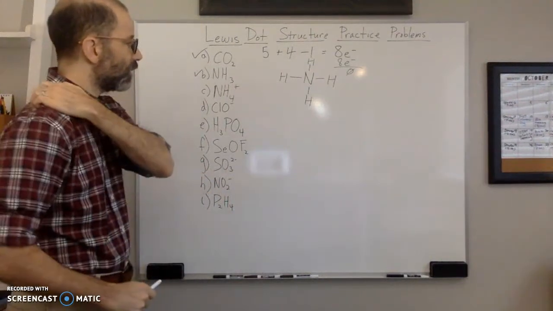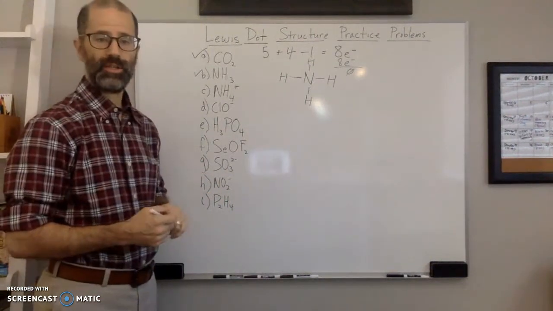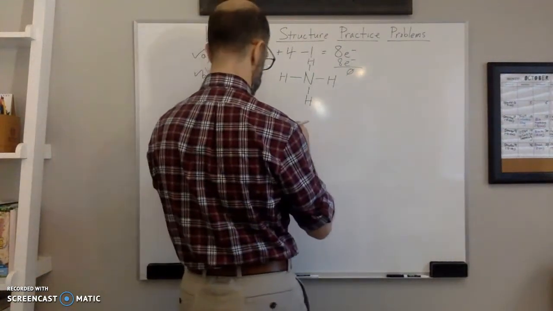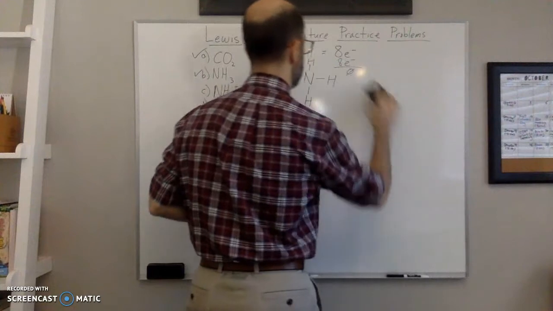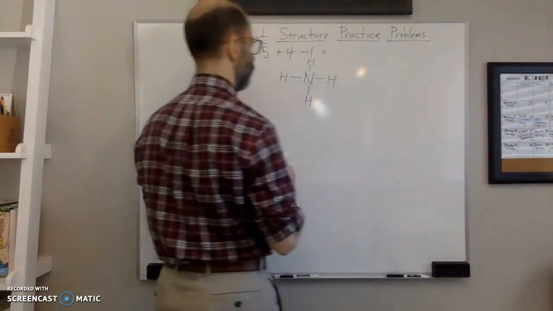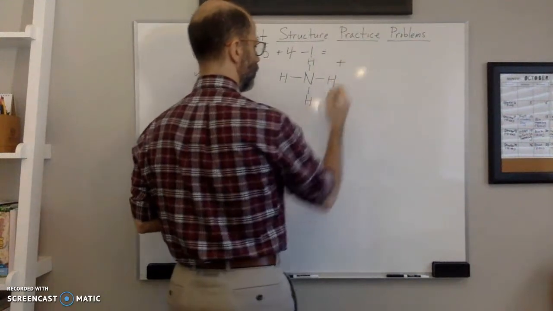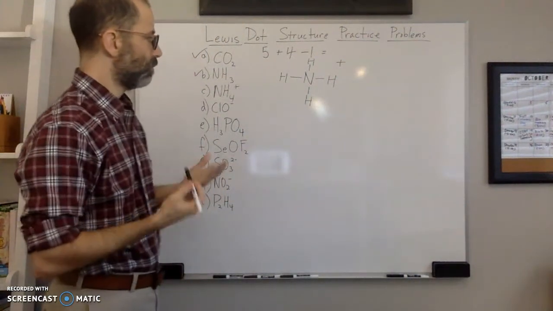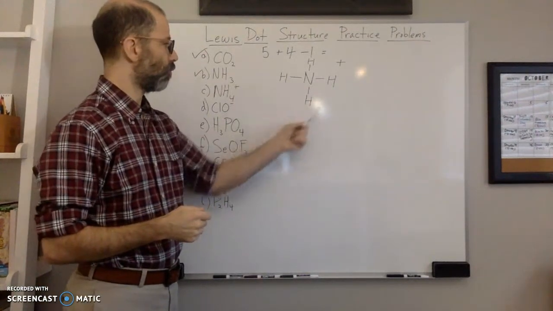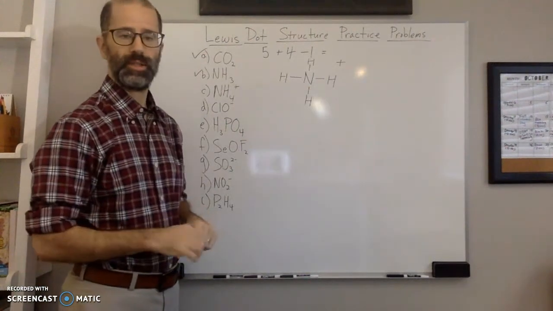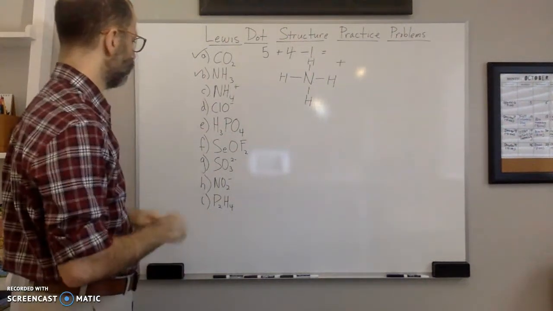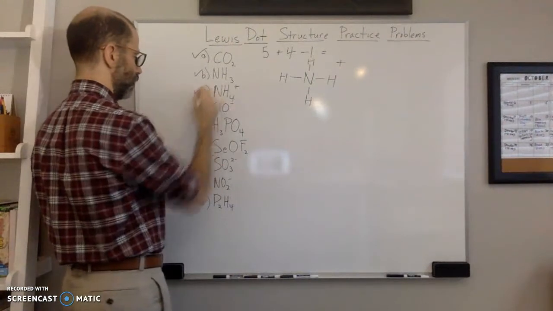So the only thing that we're missing now is the charge. So if I move this over, we'll put a charge here, a plus, and so there's our Lewis dot structure. The NH4 with a plus charge. Okay. The next example would be, so we did C.